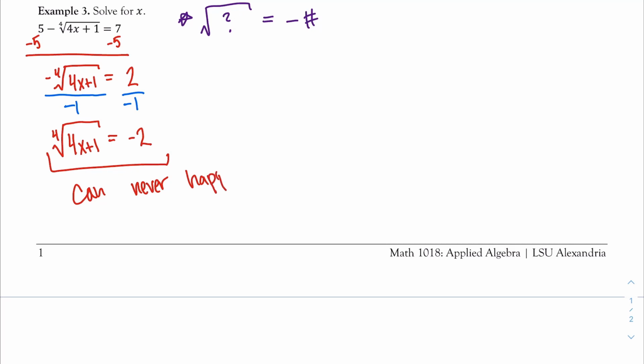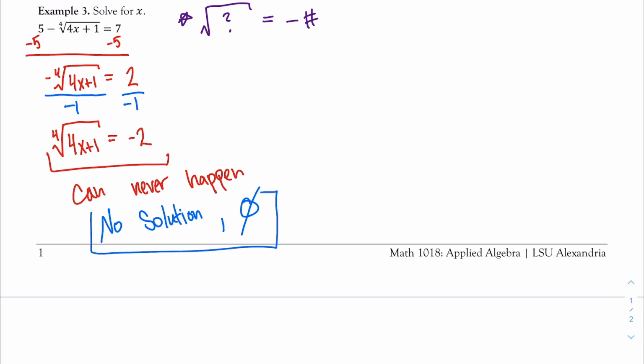Well, what happens whenever I can't solve for x anymore? Well, all that means is that I have no solution. And sometimes you might see this notation. It looks like a 0 with a line crossed through it. This also means no solution, or more formally, the empty set. So there's no way that we can actually solve this equation, simply because the square root of a number should always be positive, or in this case, the fourth root should always be positive. Hence, we are done with example 3. And actually, that's our last example for this section.